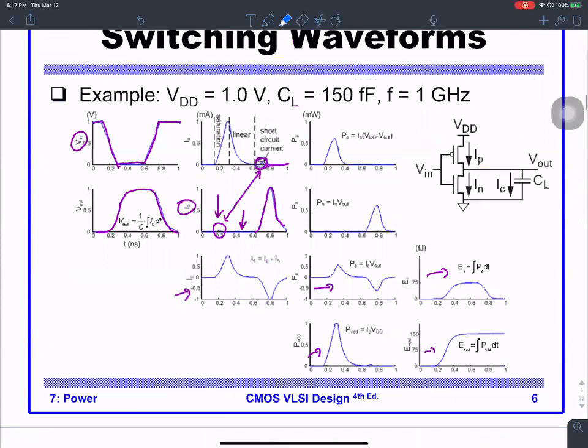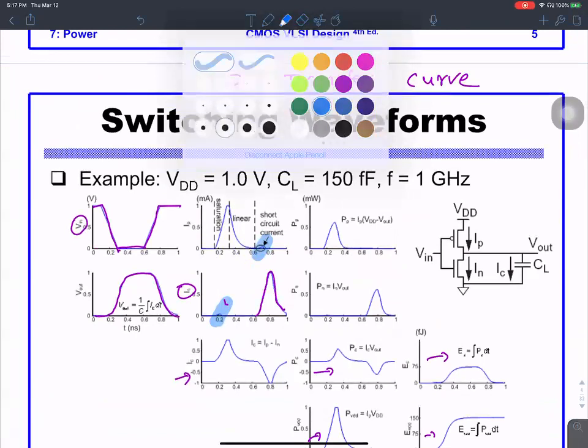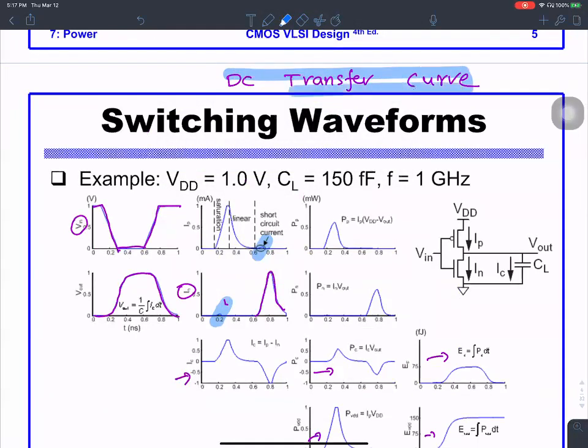Okay, and then I also showed you the different waveforms, and pointed to the fact that there is a teeny tiny region, an instant, where both the PMOS and the NMOS are momentarily on in the saturation region, and that this can be correlated, if you remember, to the DC transfer curve. The regions of operation can be correlated to the DC transfer curve for an inverter.